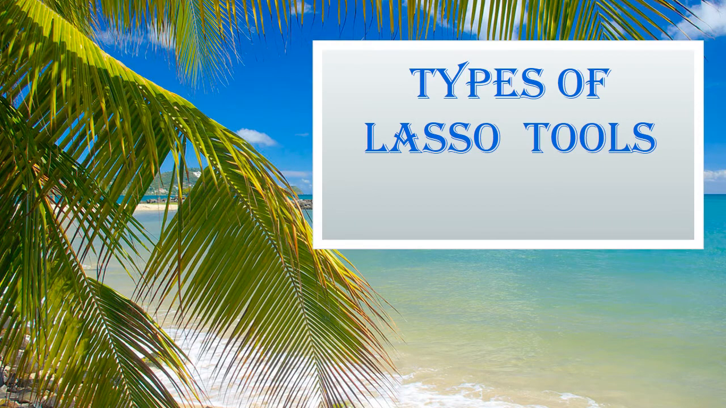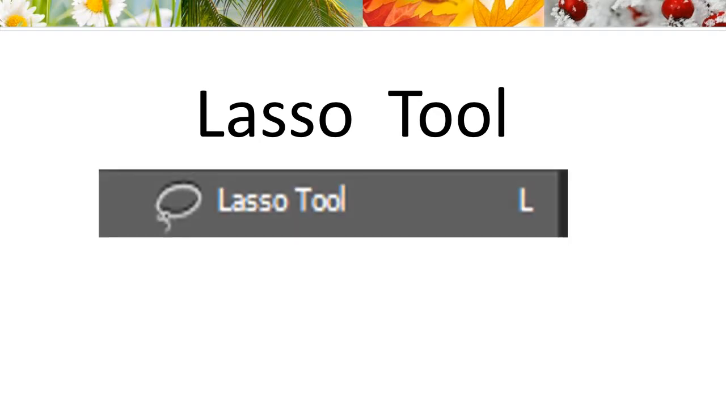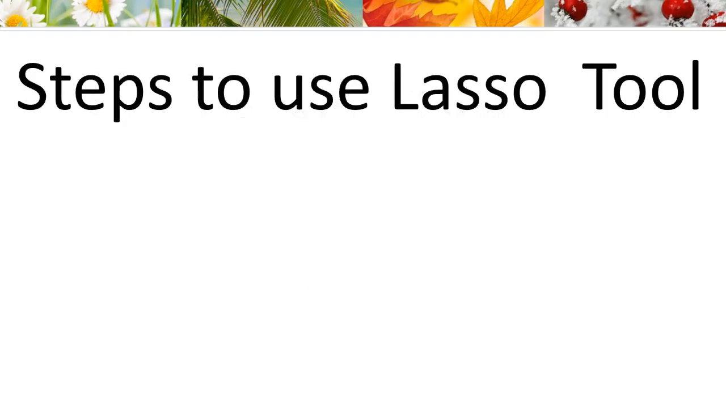There are three types of Lasso Tool available in Photoshop. Number one is the Lasso Tool, the second is Polygon Lasso Tool, and the third one is Magnetic Lasso Tool. Although all three are used to do the same work, to select a shape in an irregular form. The first one is regular Lasso Tool, which is most commonly used to select part of an image in an irregular shape. Now the question is, how to use this Lasso Tool?